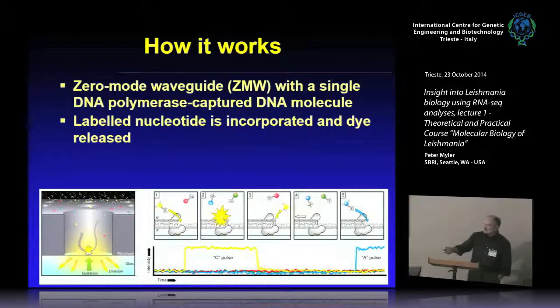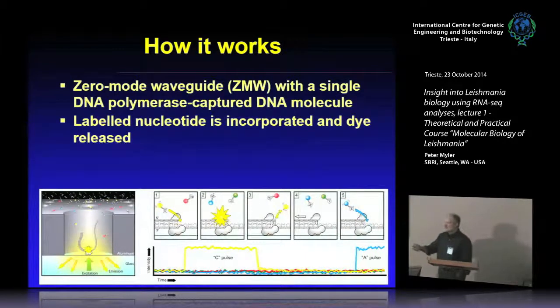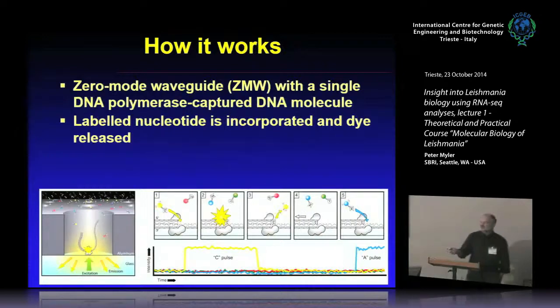And you measure, and there's nothing happening, and then there's a pulse of yellow light there that corresponds to a C being incorporated, and then goes silent for a while, and then an A gets incorporated. And so you can interpret this to give you the sequence. Now, this is a very idealized version of this.